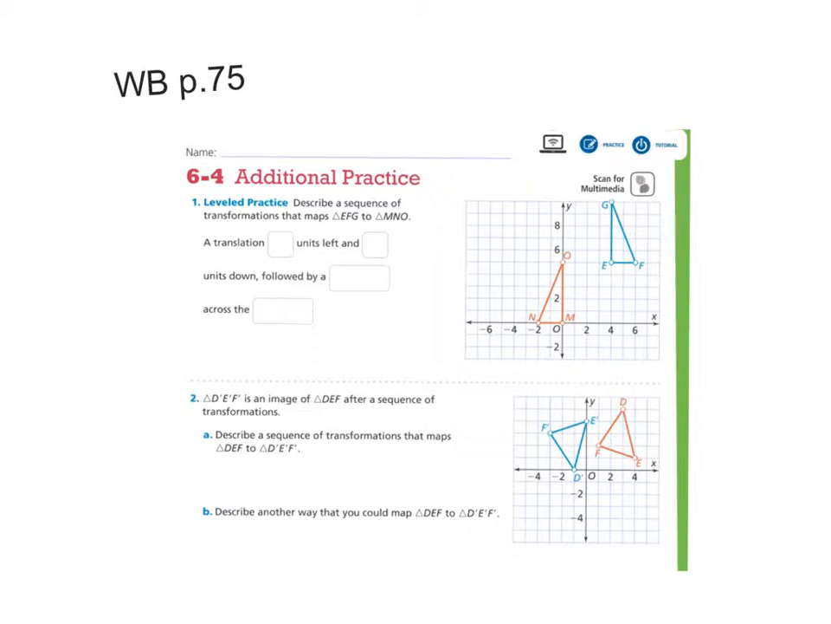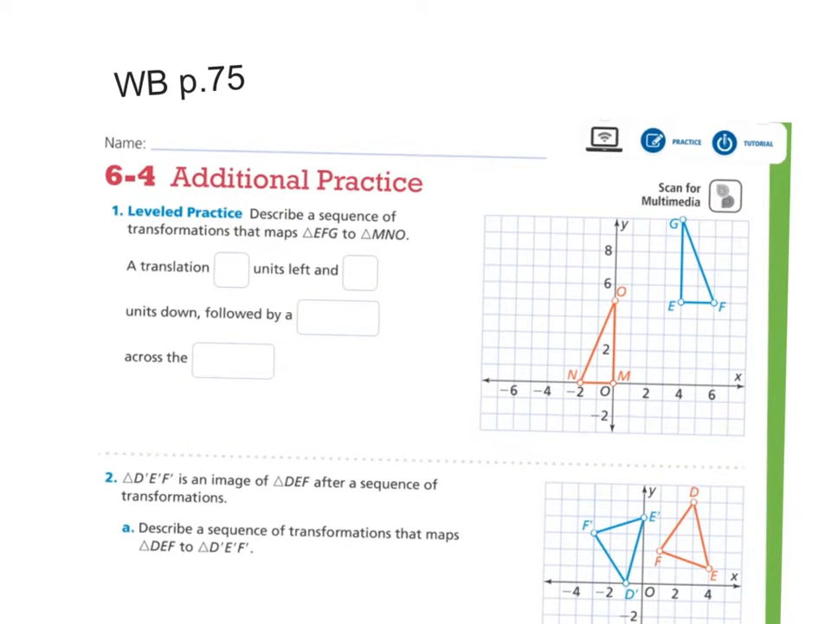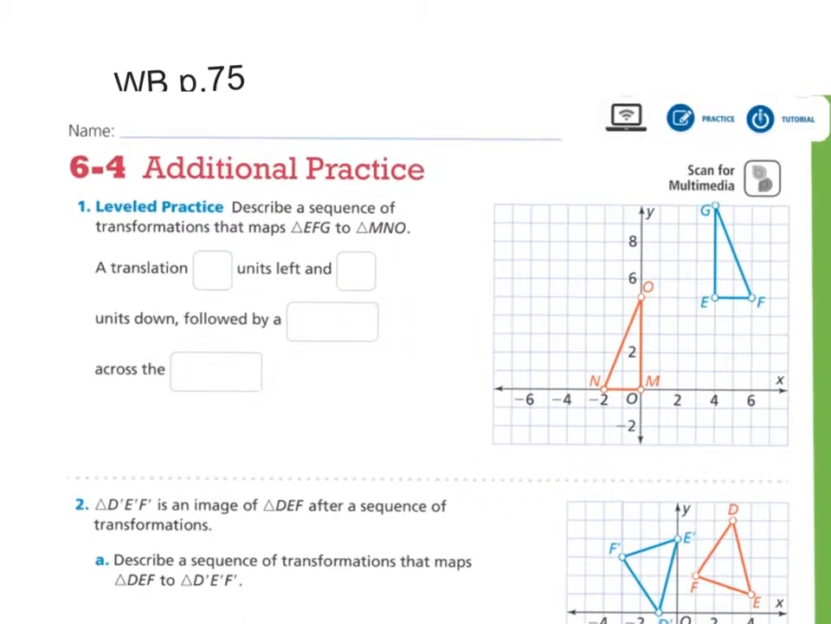Look at workbook page 75. Number 1, they are kind of directing us a little bit, guiding us along here. They're telling us it's going to be a translation left and down, and then a blank across the blank. So if we think about this, if we see a blank across the blank, we know that's probably going to be what?